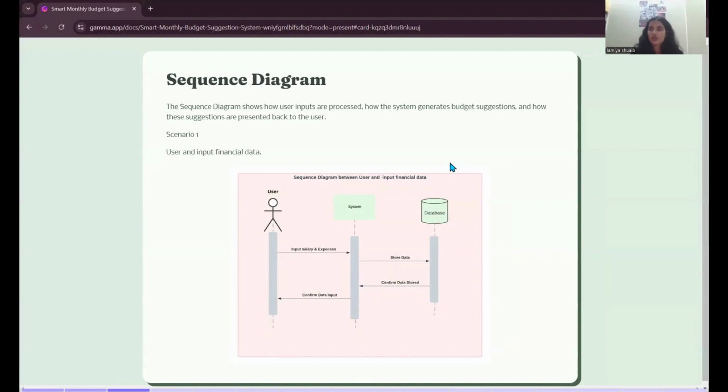Scenario one: the user inputs financial data. Here you can see the interaction between the user, the system and the database. The user again casually inputs the salary and expenses to the system. The system stores the data in the database. The database confirms that the data is stored, and then the system further confirms it to the user. So this is a very brief sketch of how the user interacts with the system.